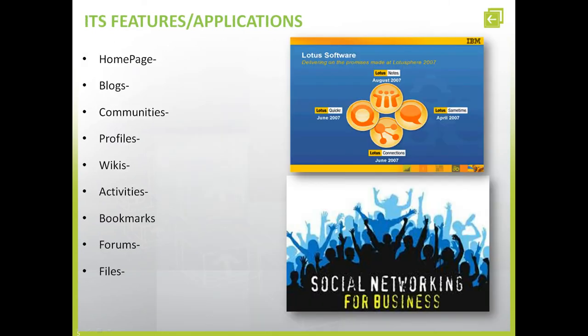Now, what does it have to offer you? We can start from the features that the website holds within itself, besides other external customizable features or widgets that you can add later on as per your needs and wants. I'll just give you a brief introduction of all the features and then explain a few in detail. These are all the default features of IBM Connections website, which are homepage, blogs, communities, profiles, wikis, activities, bookmarks, forums, and files.